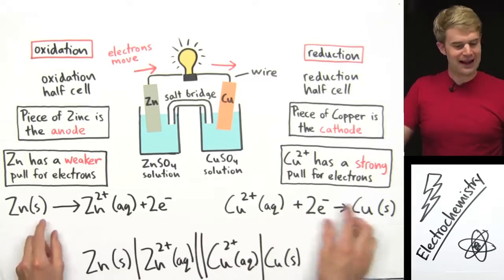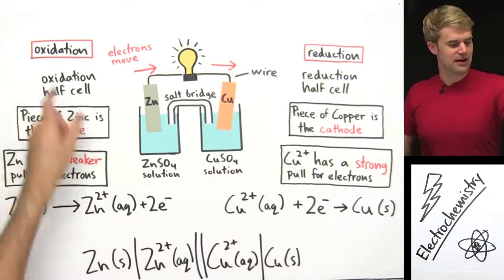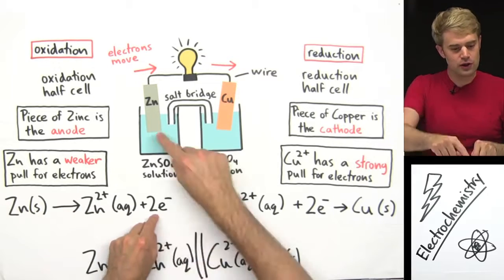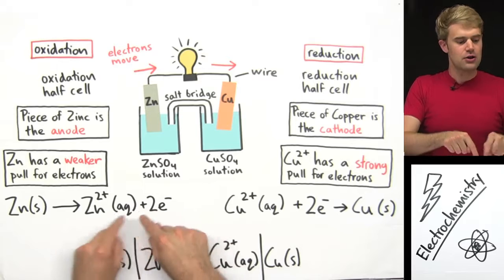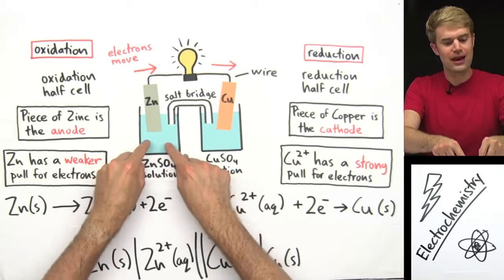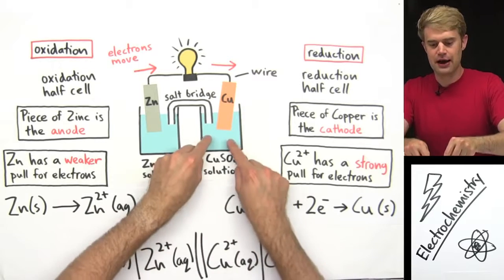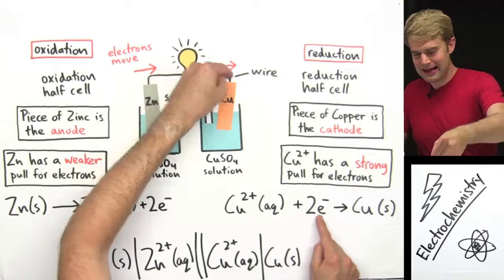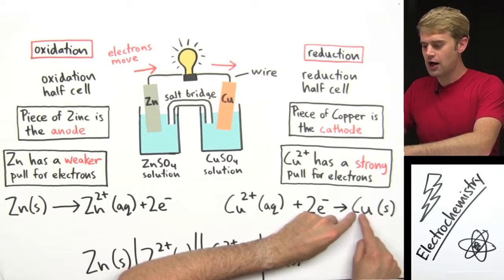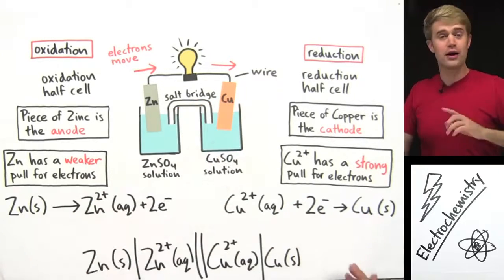Then finally, we can write half reactions for the two processes that are happening in the different half cells. Here is solid zinc losing 2 electrons because they're moving out to turn into a Zn2+ ion, which is going to enter the solution. And then over here, Cu2+ ion that's in the solution gains 2 electrons and turns into solid copper. It's going to attach to this metal right here.